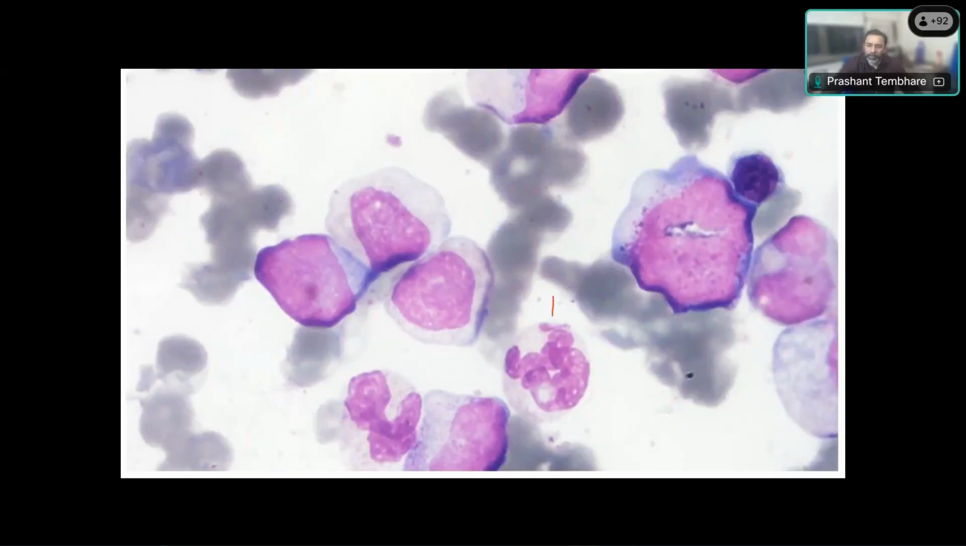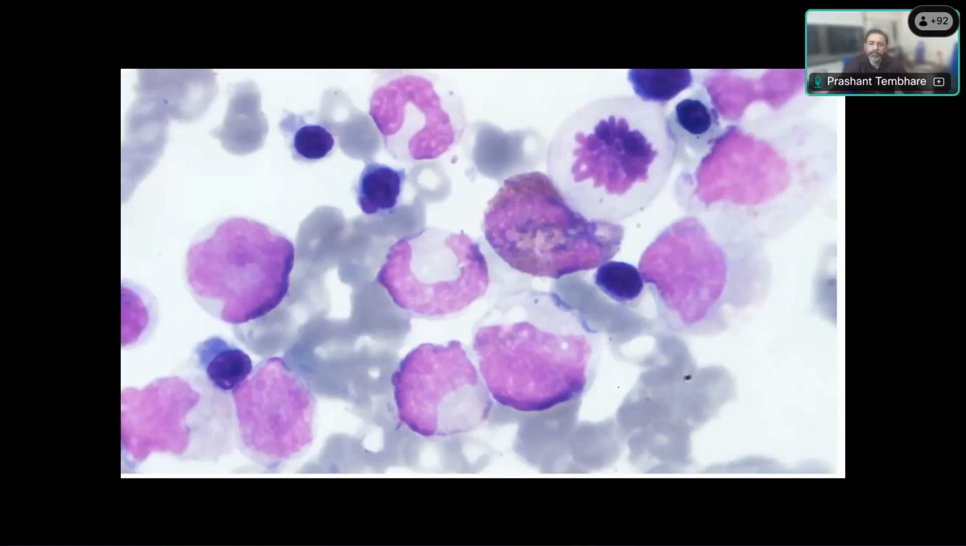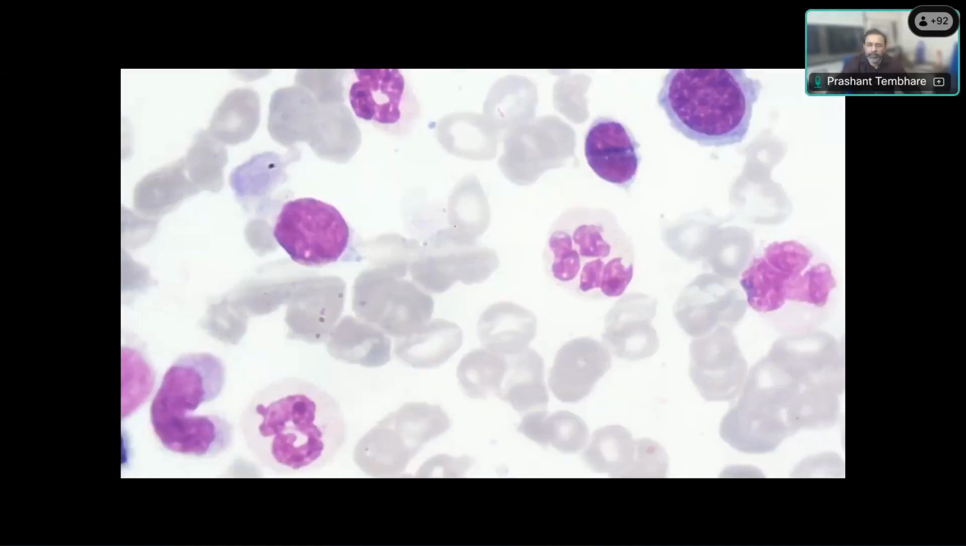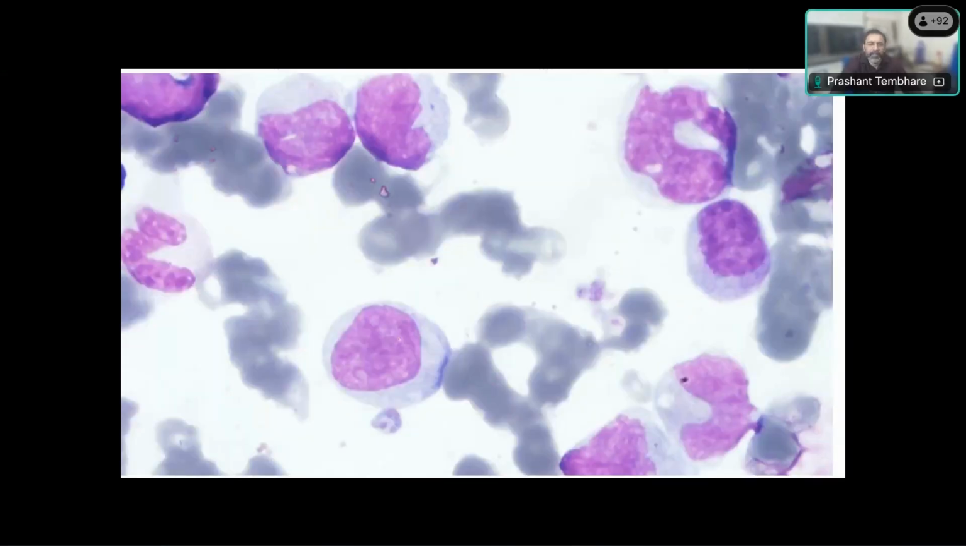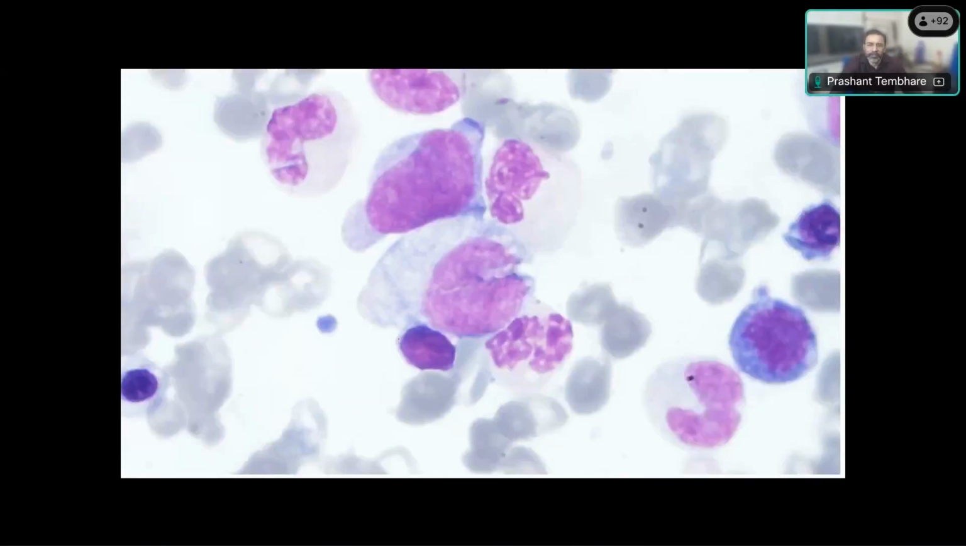Here you will appreciate some degree of granulocytic dysplasia. Here also some hypogranularity is there. Here some degree of hypogranularity is there. You can see the granules are almost absent in this granulocytic population. There is dysplastic maturation, the segmentation of these cells. This is another picture.